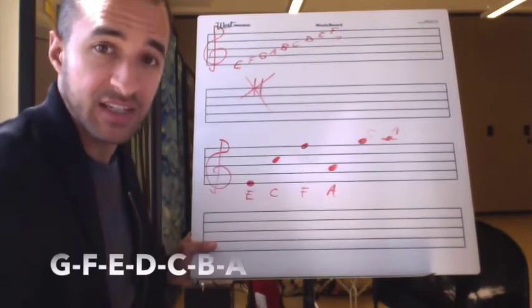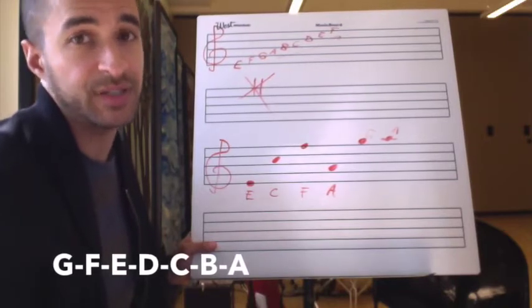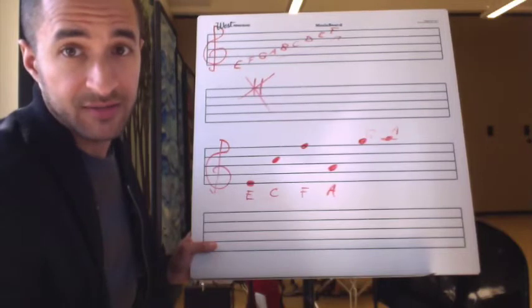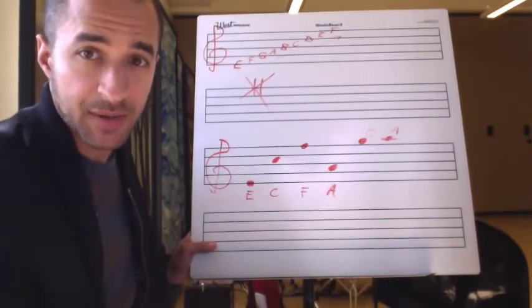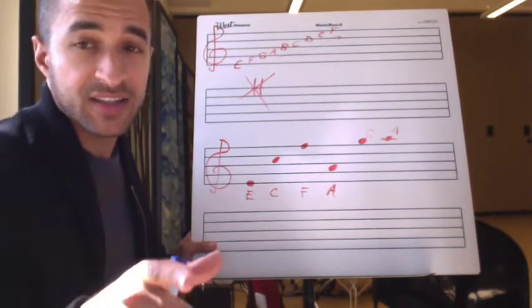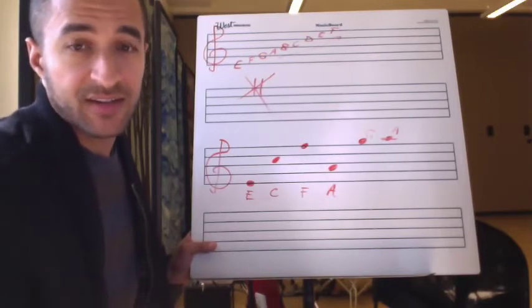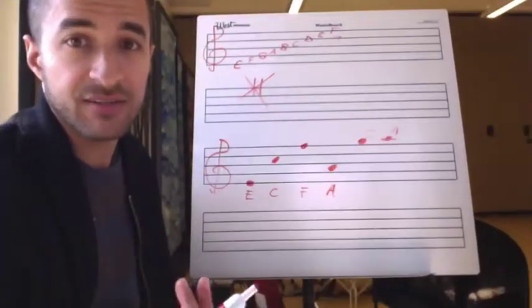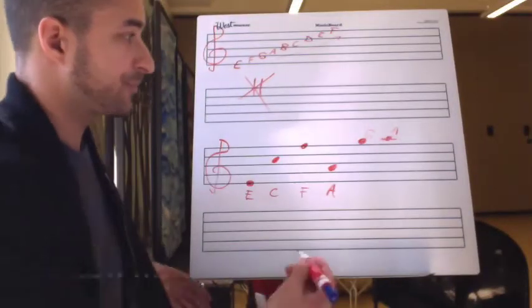G, F, E, D, C, B, A. Say that to yourself about 5 times. Go ahead and pause the video and say that, memorize it, and then press play again. Great. Now we're ready to look at some notes that are below the staff.